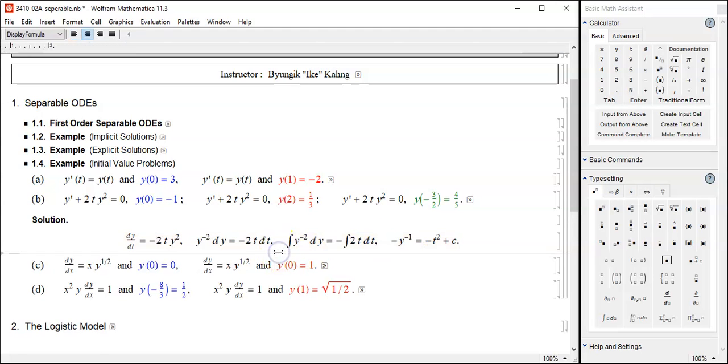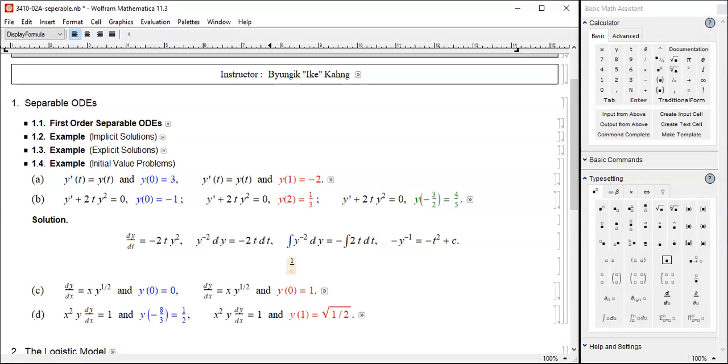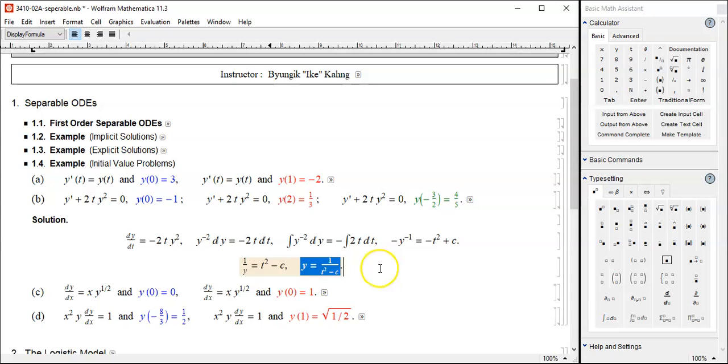Running out of space, so let me continue there. So 1 over y equals t squared minus c, by multiplying -1 to each term. Therefore, y is equal to 1 over t squared minus c, and it looks like I have a general solution here. Okay. Nothing bad happened when I took the antiderivative here, but did it really?